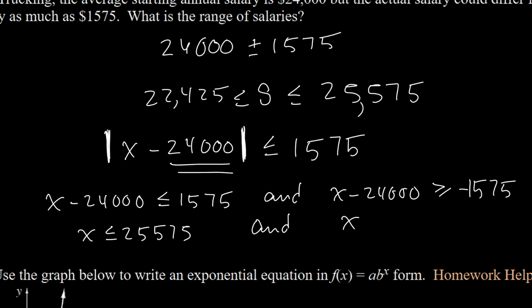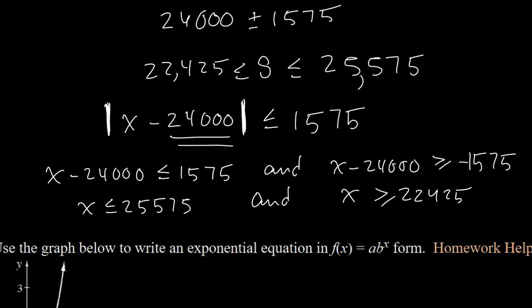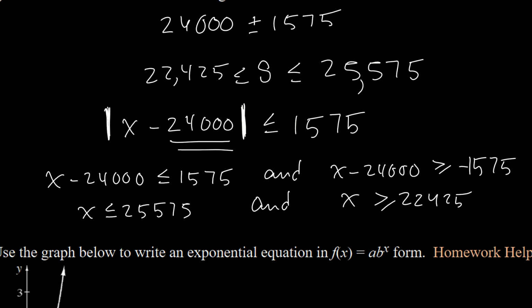that X has to be greater than or equal to $22,425. So again, I get the exact same expression above. My X values, the amount of money I'm making, has an upper bound of 25,575, and it has a lower bound of 22,425.